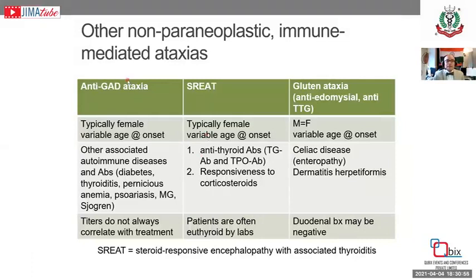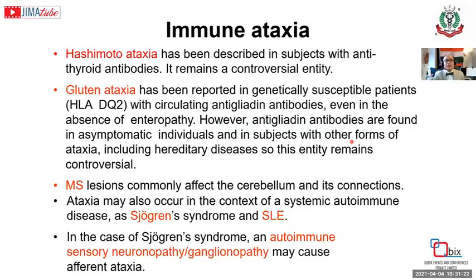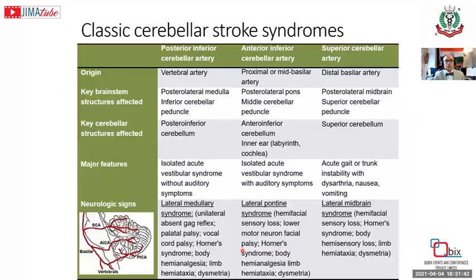Moving on to the immune ataxias, we have the anti-GAD ataxias, where individuals have other autoimmune disorders. The titers don't always correlate. Thyroid can present with ataxias, and we have the high titers of antithyroid antibodies, and they respond to corticosteroids. We must not forget celiac disease, which causes ataxia as well, and it's easily treatable. So the immune ataxias: the thyroid, the gluten, multiple sclerosis, which is again an autoimmune or immune-driven ataxia, as is Sjogren's disease and SLE, where, as you know, the main brunt is on the ganglions. Ganglionopathy gives rise to ataxia, in addition to sensory neuropathy.